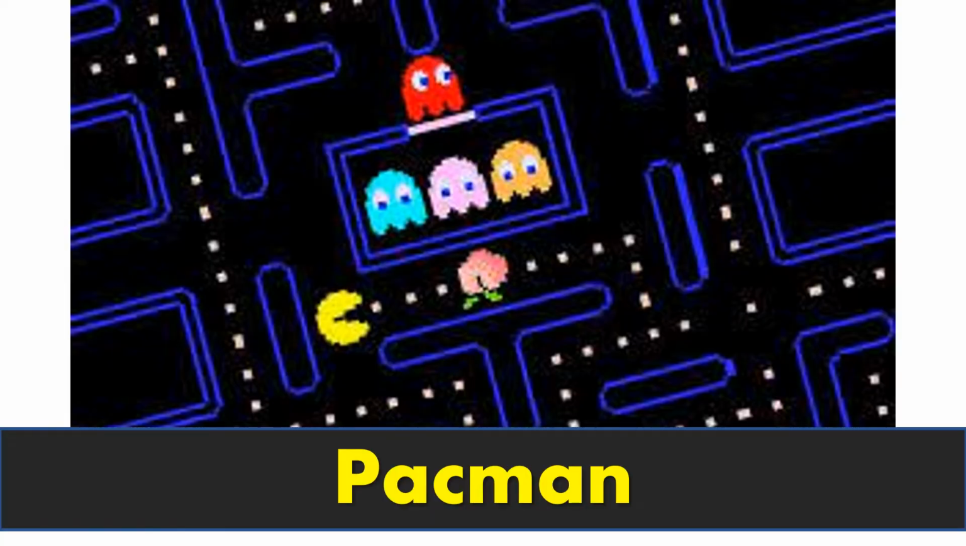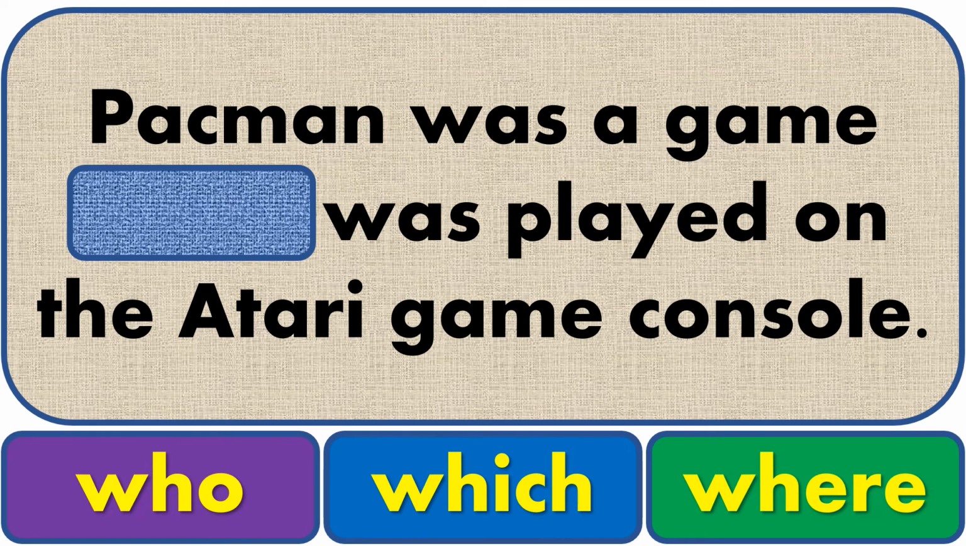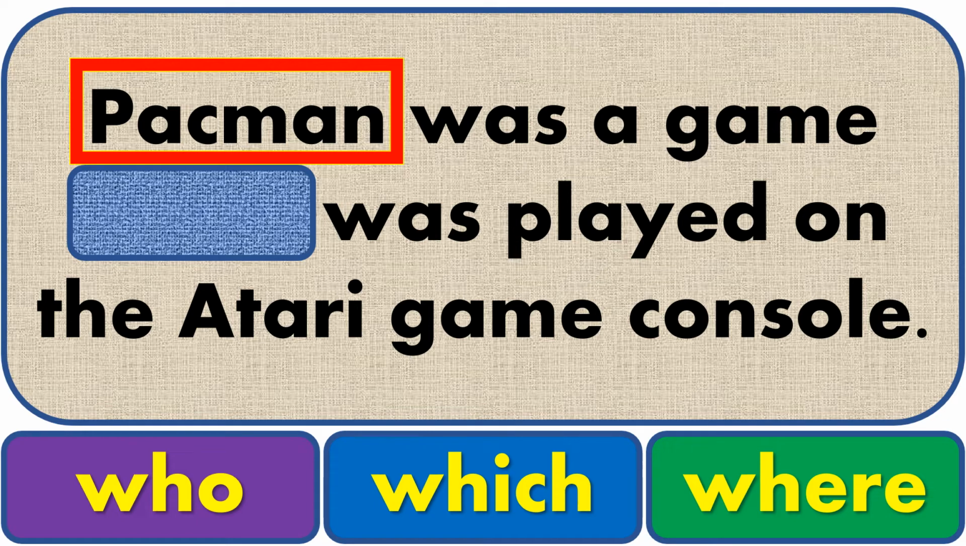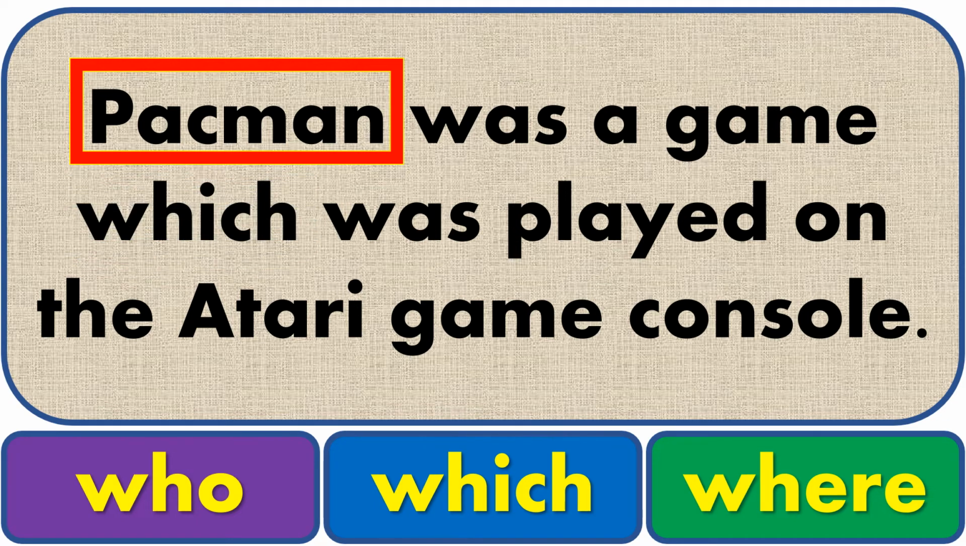Now let's talk about Pac-Man. So here's a sentence about Pac-Man. Should we start this relative clause with who, which, or where? So Pac-Man is a thing, not a person or a place, so we should use which. We could also use that. Pac-Man was a game which was played on the Atari game console. You still might be able to find this game somewhere, but Ataris are pretty much gone now. They are obsolete.